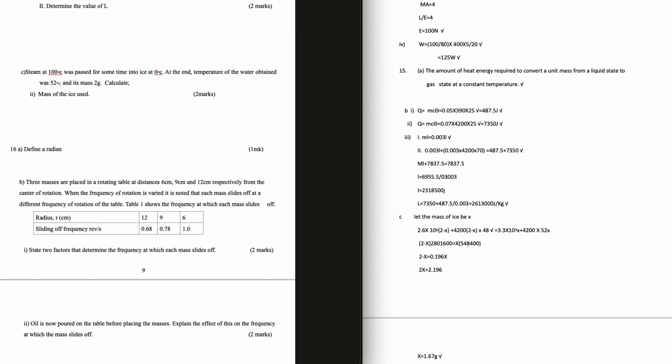Question 15c. Steam was passed for some time into ice. At the end, temperature of water obtained was, and its mass. Calculate mass of ice used.